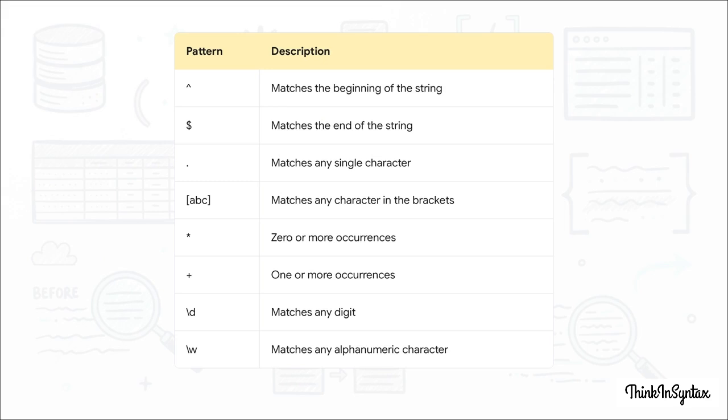So, for example, you've got the caret and the dollar sign. Think of those as bookends for your text. They let you say, this pattern has to be at the very beginning or the very end of a string. Then you have the dot, which is basically a wildcard for any single character. And these backslash characters, they're awesome shortcuts. \d means any digit, \w means any word character, like a letter or a number. You'll see how these all start to combine in just a sec.